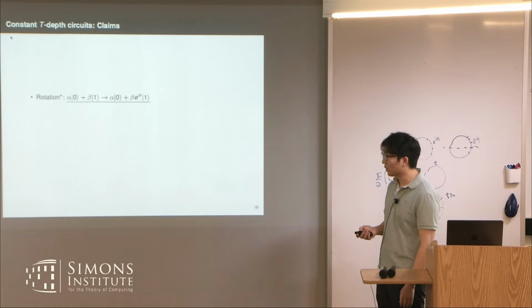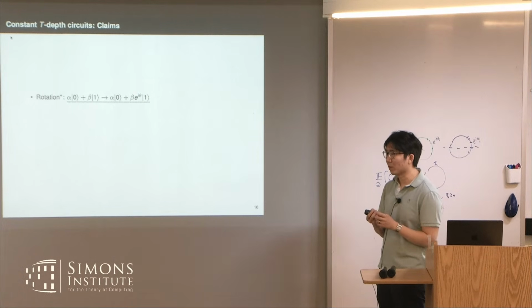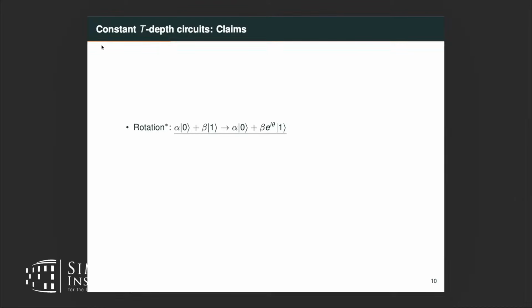One example is rotation. Of course, given a single qubit, applying a single-qubit rotation is almost trivial experimentally. But the problem at hand is that you have a universal set of gates, and you want to synthesize this arbitrary rotation angle theta using a discrete gate set.